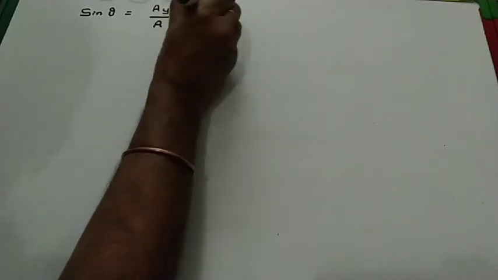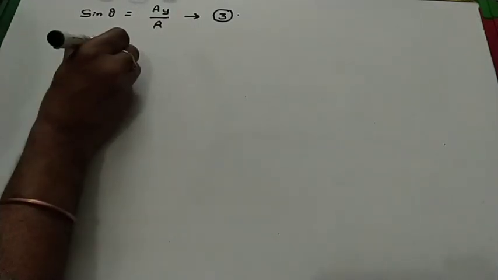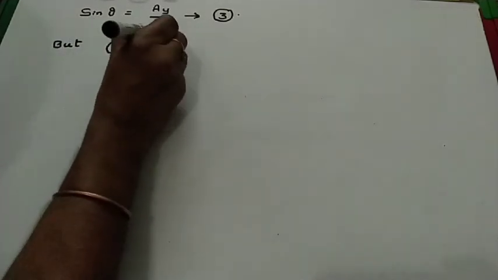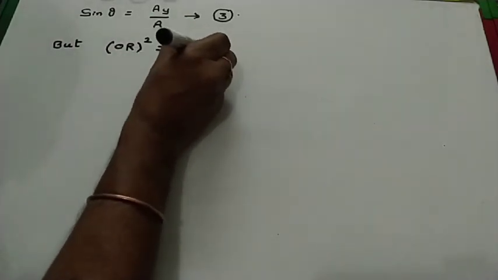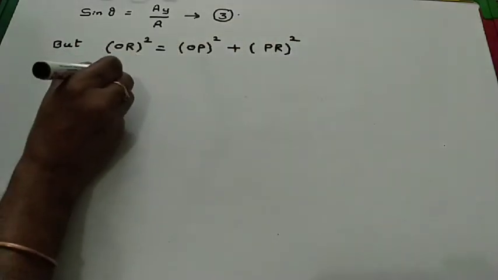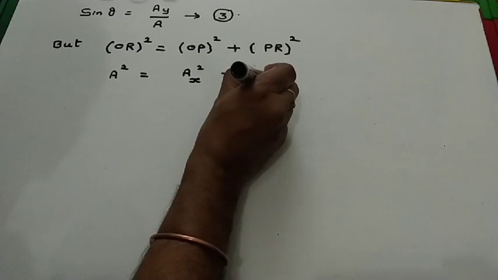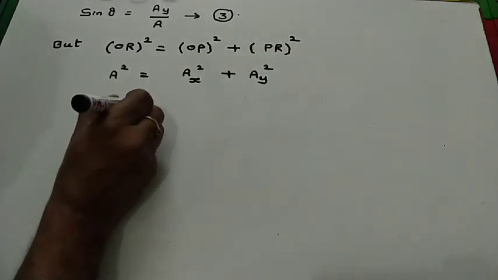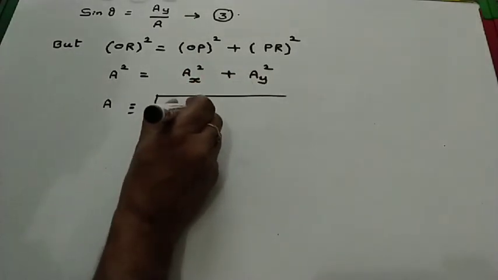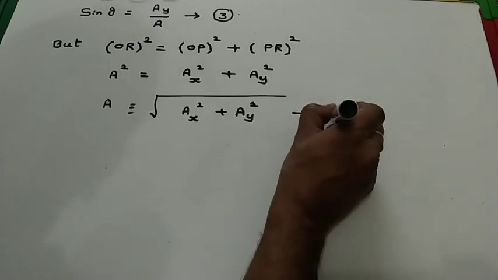Therefore, sin theta is equal to AY by A. Consider this is equation number 3. But OR whole square is equal to OP whole square plus PR whole square. Therefore, A square is equal to AX square plus AY square. A is equal to root of Ax square plus Ay square. Consider this is equation number 4.